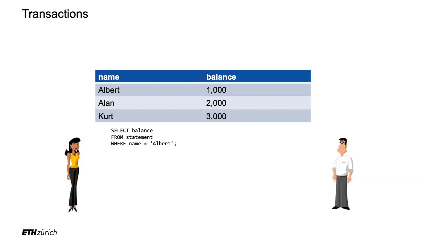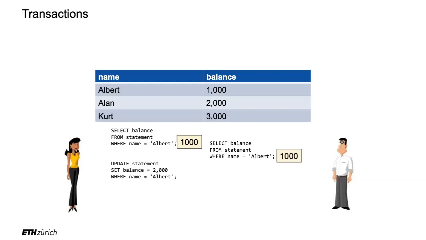1,000, yeah, exactly. Okay, and then Bob is issuing the same query, right? He's also working on his laptop, connecting to the database, and he's gonna get 1,000. Exactly the same.